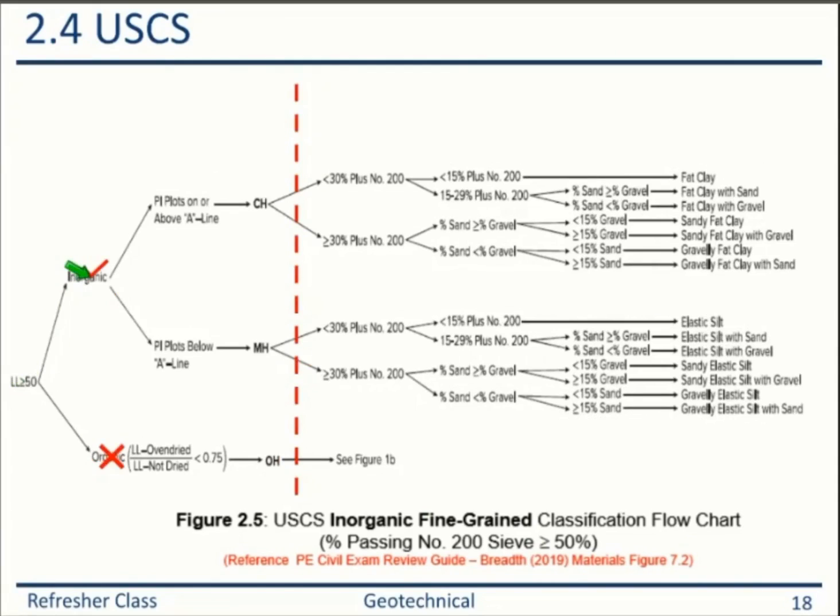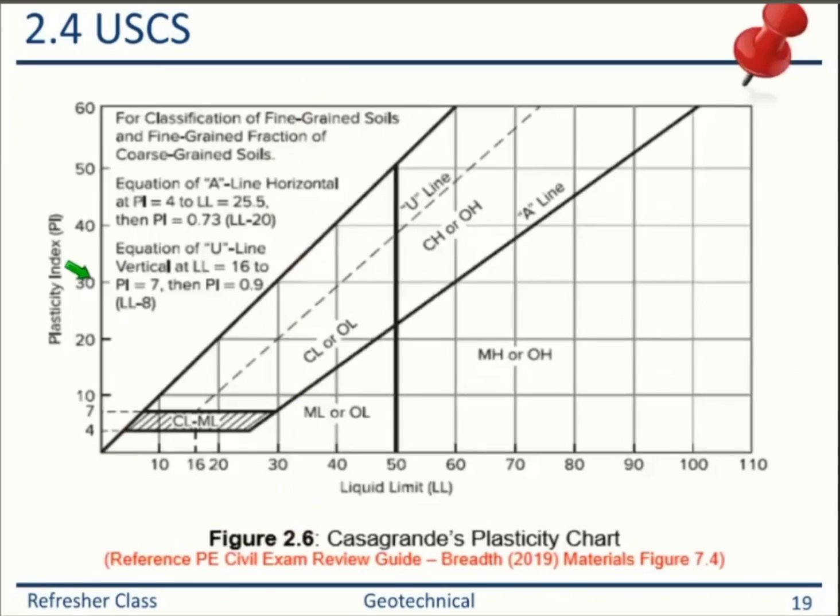In case the percentage passing number 200 sieve is greater than or equal to 50%, I will recommend you to use this chart rather than following that figure 2.5. Follow this chart, because liquid limit will be given, plasticity index will be given, and since more than 50% is passing through number 200 sieve, the first letter as well as the second letter for the soils will be obtained from here. Okay.